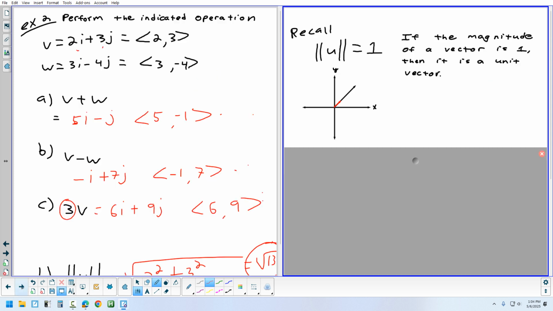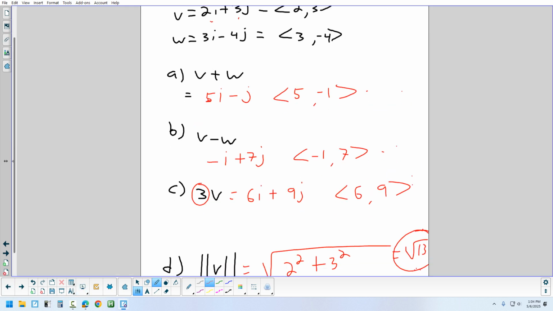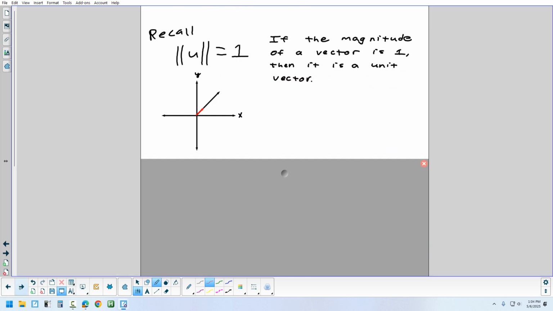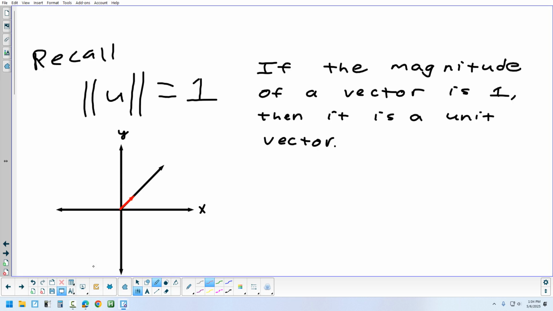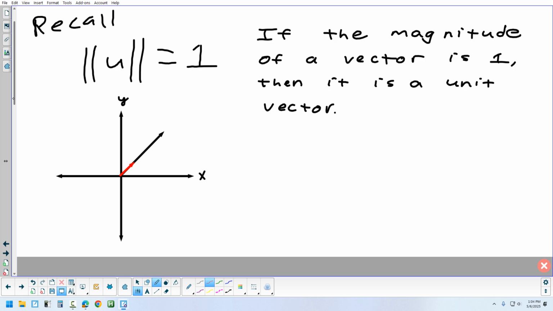All right. So what do you call a vector that's exactly 1 unit? A unit vector. What we're going to look at is if I give you a vector that's not a unit vector and I ask you to make it a unit vector. If it's too long, you need to shorten it down so it's 1 unit, or if it's too short, you lengthen it so that it's 1 unit. The goal is to end up with a vector 1 unit long. So you're going to have to scale it.